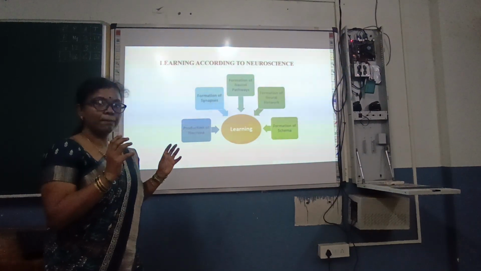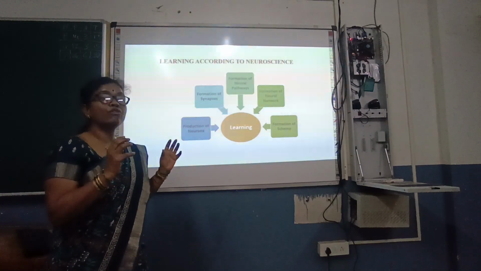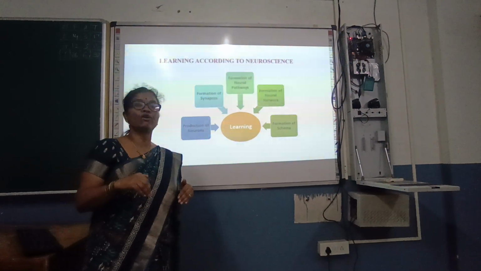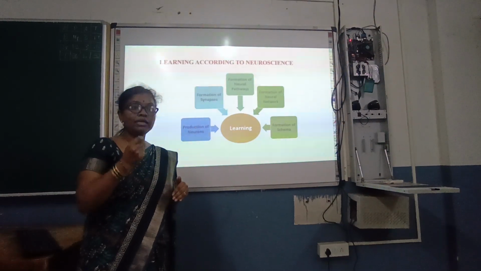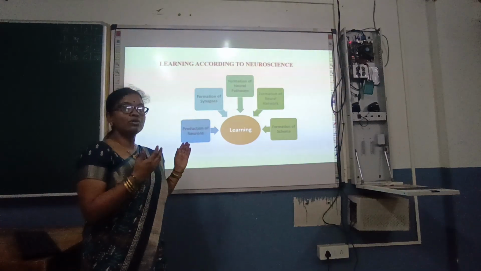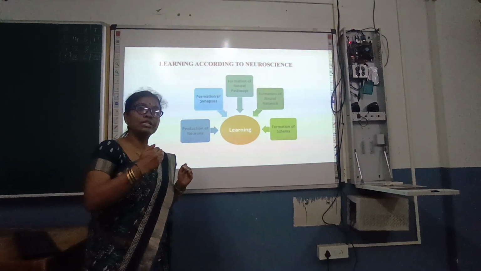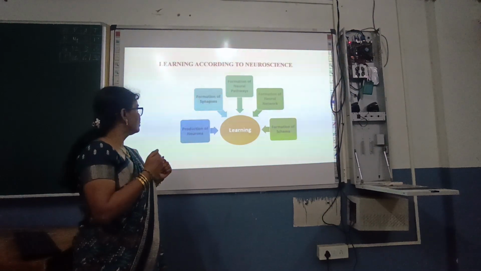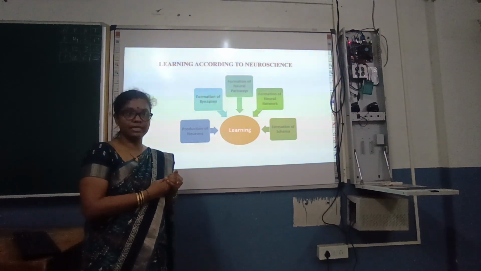information processing, what happens? Production of neurons means learning. Students, our whole body is formed by cells. But cells in our brain are called neurons. So students, production of new neurons helps learning. So, that is learning. Then, formation of synapses.